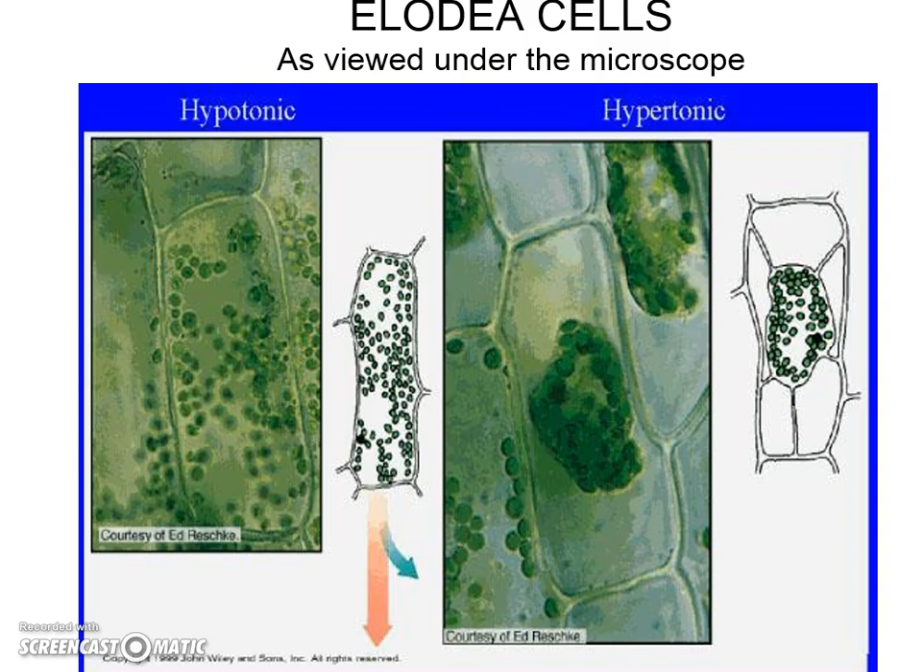Here's a microscopic view of that happening. Elodea is the name of a plant that's an underwater plant, and it shows the little green chloroplasts. It shows the square-shaped cell wall. The picture on the right is all shriveled up and shrunken, and most of the chloroplasts are all in a ball in the middle, versus the one on the left where it's kind of plump and they're all more spread out.